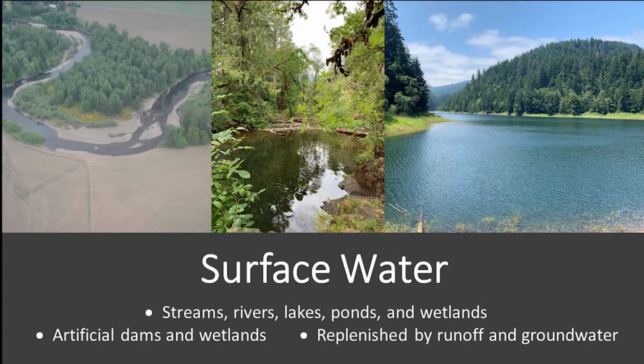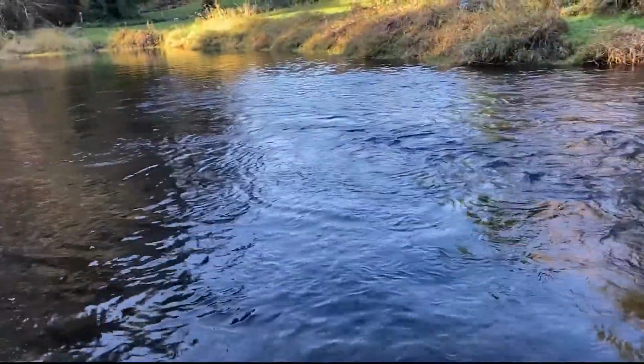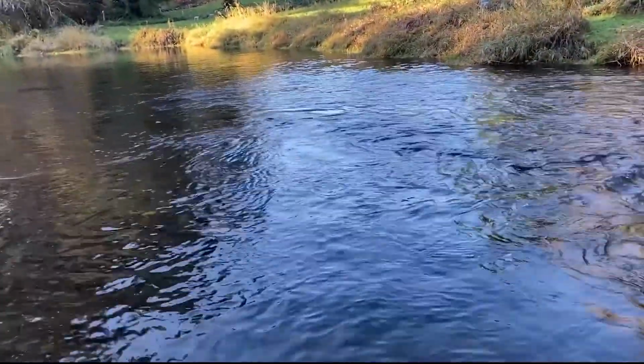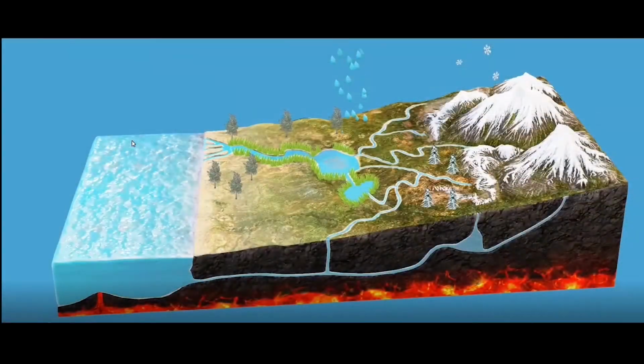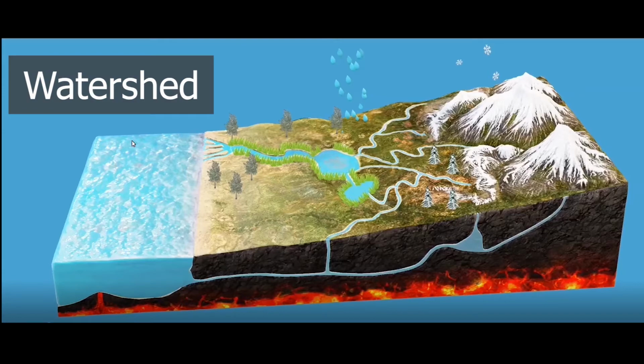Surface water includes streams, rivers, lakes, ponds, and wetlands. Surface water can also be human-made, such as artificial dams and wetlands. Surface water gets replenished by runoff from mountains as well as groundwater. Together, all of these sources and how they're connected are known as a watershed.